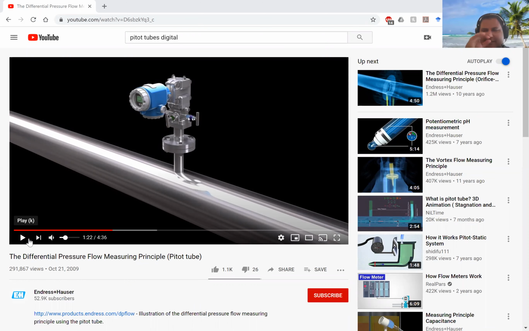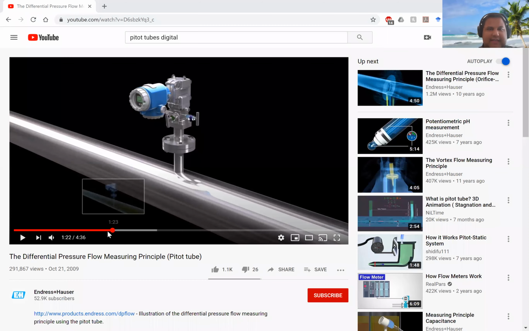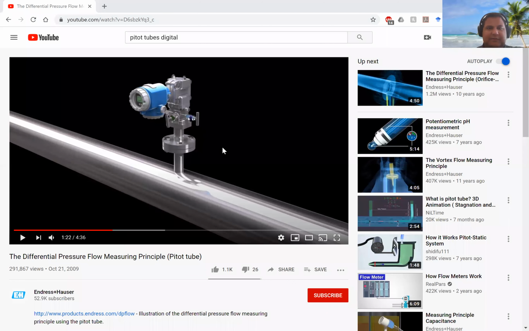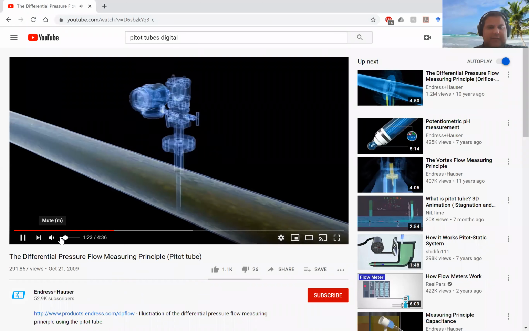I'm going to just stop talking and play this, and you can see how they're using a really sensitive pressurized membrane to record and transmit flow parameters using this really sophisticated differential pressure Pitot tube.